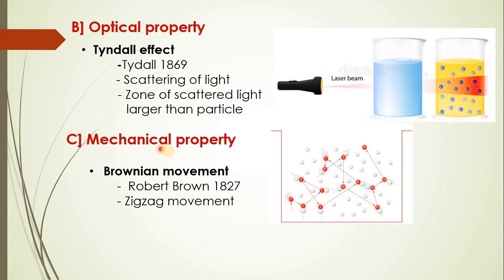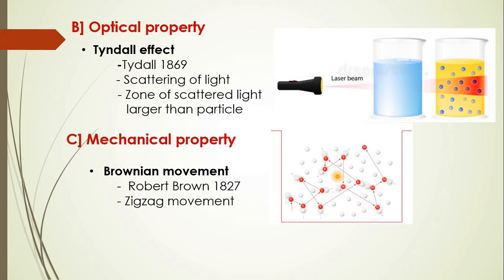Now, the mechanical property. The mechanical property of a colloidal solution can be defined with the help of Brownian movement. Colloidal particles present in a colloidal solution exhibit a very important property, called Brownian movement. When a colloidal solution is viewed under the ultramicroscope, the colloidal particles are seen to be moving continuously in a zigzag manner. This property was discovered by the botanist Robert Brown in 1827, and he observed that pollen grains suspended in water exhibit random zigzag motion.